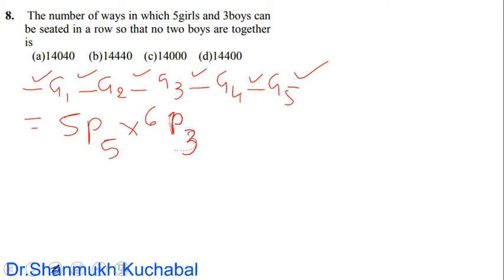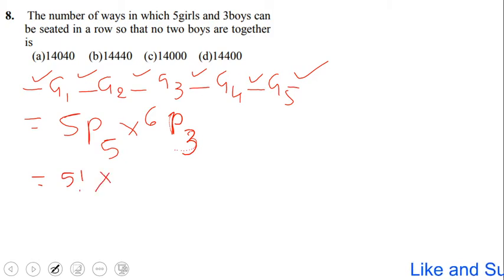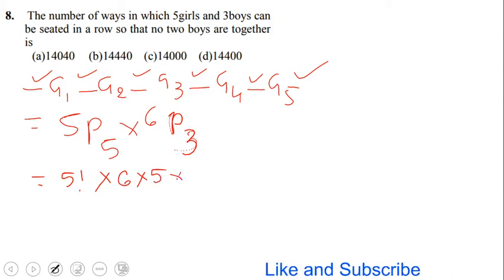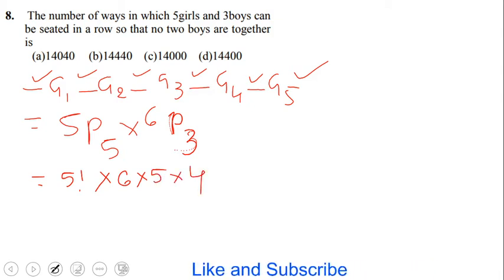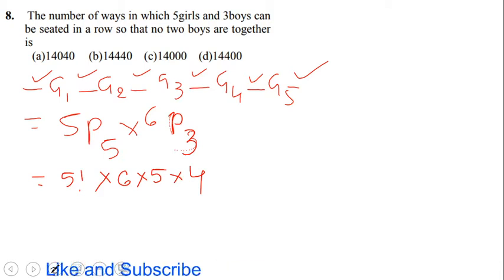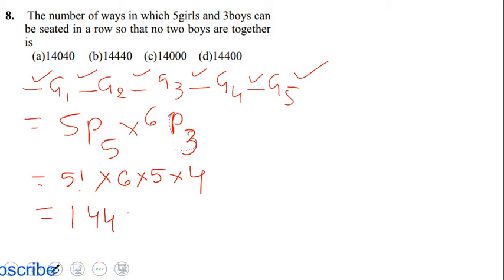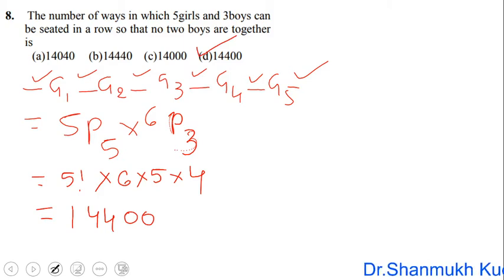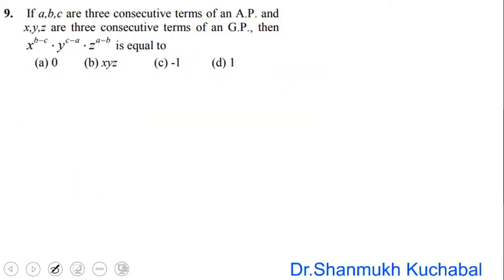Now using a shortcut trick, we have to expand it. 5P5 is 5 factorial, and 6P3 is 6 into 5 into 4. So 5 factorial, 120, into 6 into 5 into 4, we are going to get the answer as 14400. So clearly option D is the right answer. Okay, we'll move to our next example.